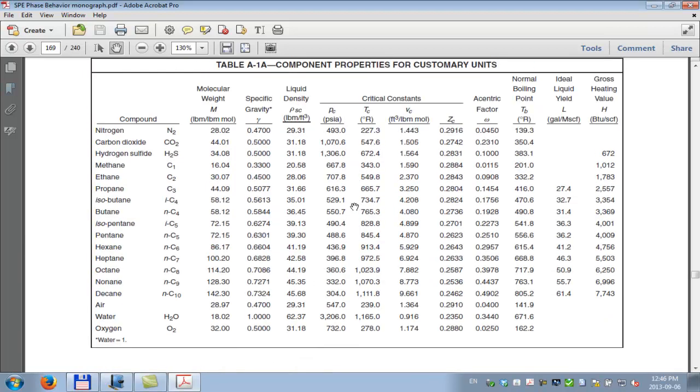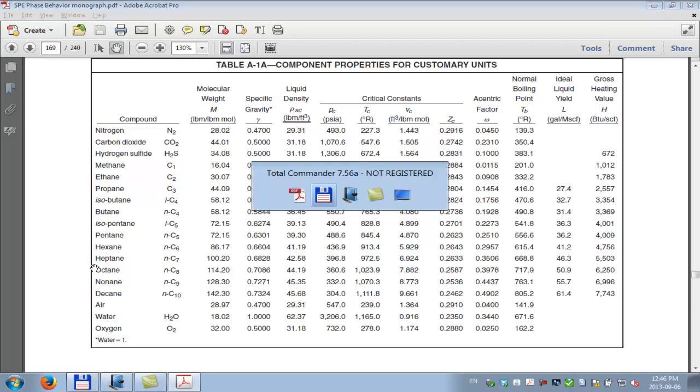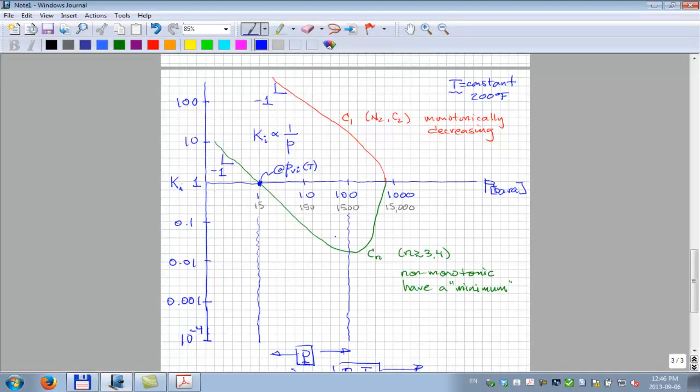And 200 degrees Fahrenheit, you add 460 to it, right? That's 660 Rankine. 660 normal boiling point somewhere here. 660 right there. Heptane. So the component I drew must be C7.